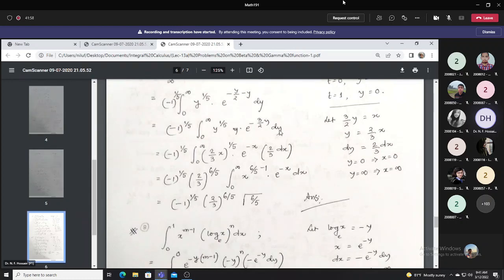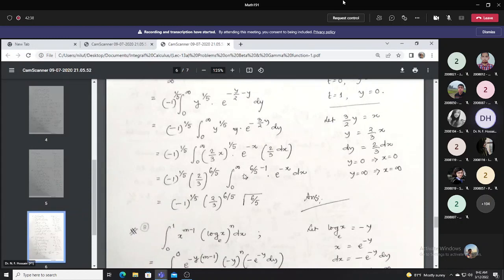Okay, so here e to the power minus x, and in place of dy, you are getting 2 by 3 into dx. And in place of this y, we have to write 2 by 3 into x whole to the power 1 by 5. So outside the integral, 2 by 3 whole to the power 1 by 5. Oh, there is another 2 by 3 whose power is 1. So 1 plus 1 over 5 is 6 by 5. And here the power of x is 1 by 5, and the power of e is minus x. And this 1 over 5 can be written as 6 by 5 minus 1.